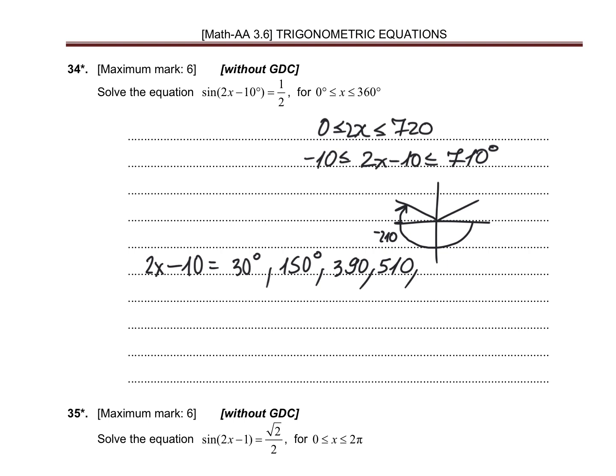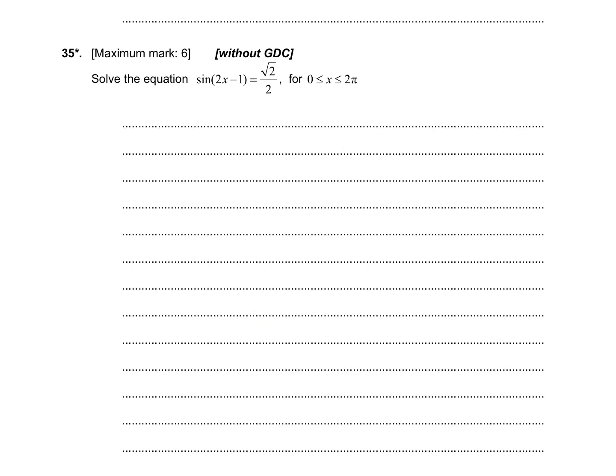Okay, so now we have to add 10 and divide by 2, all of these. So we've got 40 divided by 2 is 20. Then we've got 160 divided by 2 is 80, and 400 divided by 2 is 200, and 520 divided by 2 is 260.